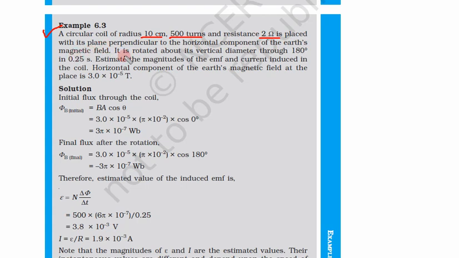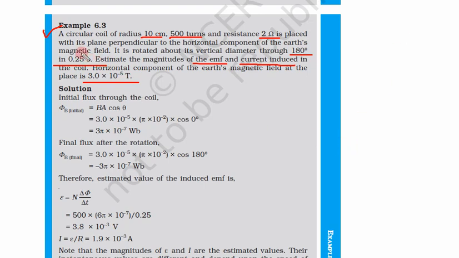So now what is the magnetic field? Magnetic field is Earth's magnetic field. It is rotated about its vertical diameter through 180 degree in 0.25 second. Estimate the magnitude of the EMF and current induced in the coil. Again we have to calculate the EMF and current induced. Horizontal component of Earth's magnetic field at the place is 3.0 into 10 to power minus 5 Tesla.